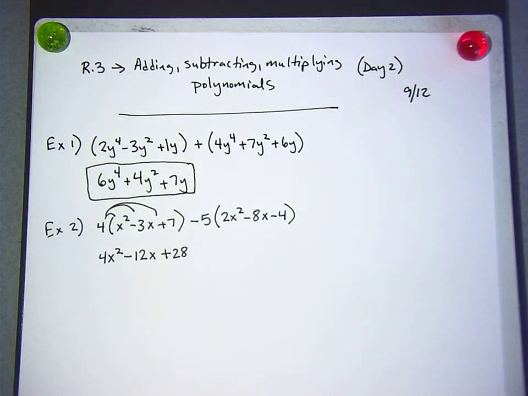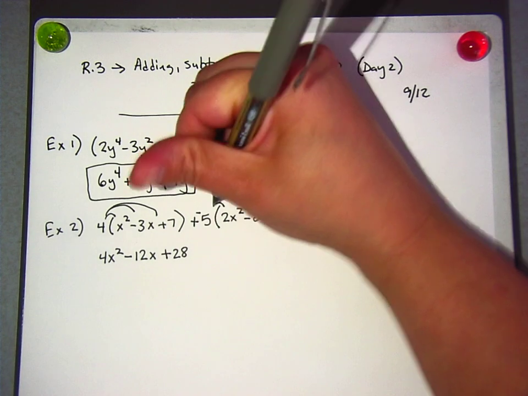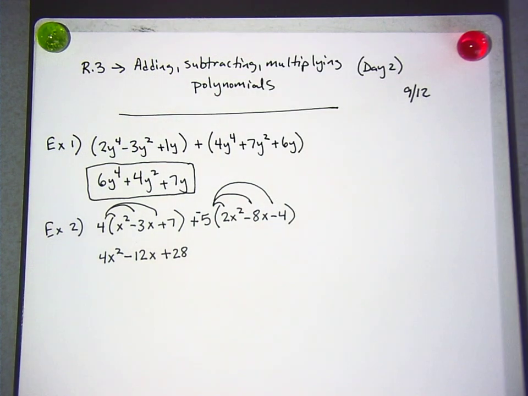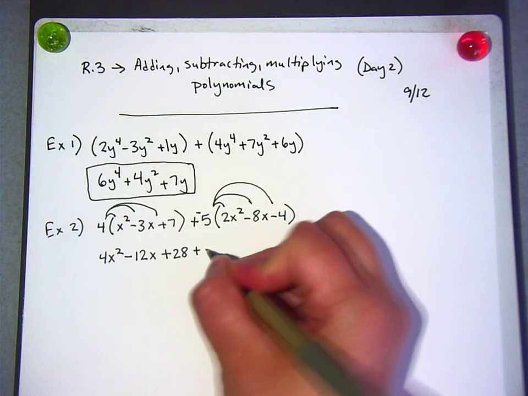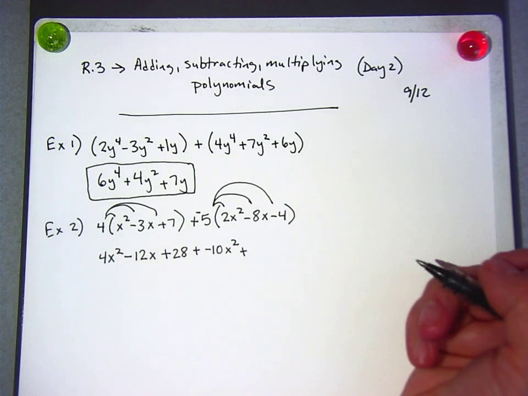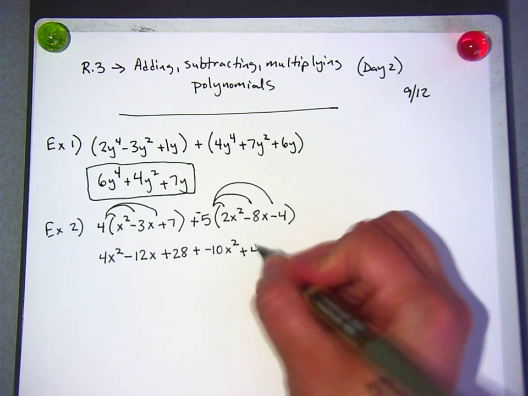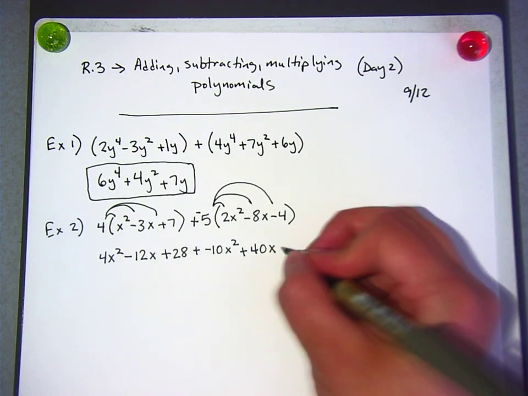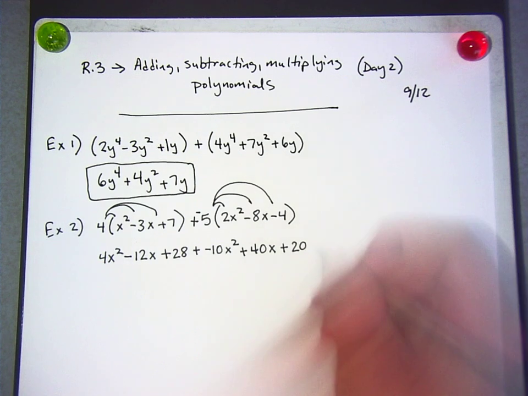So that you don't have to subtract for everything in the second set, here's what I suggest you do. Look up. Change this to a plus a negative. And when you distribute it, distribute a negative 5 to every single one. It'll make it a lot faster. So this becomes a negative 10x squared plus 40x, positive 40x, plus 20. And now what?